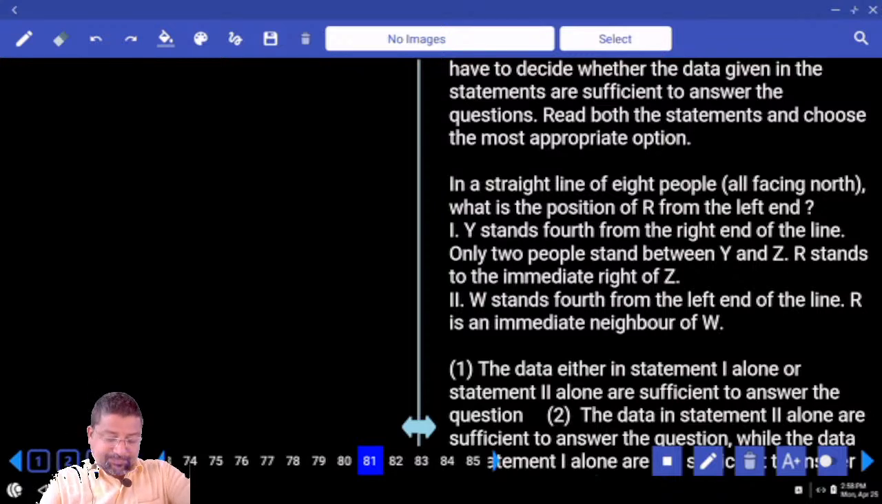What's the question? As far as data sufficiency is concerned, the question is very, very important. What is the question? Come on, please talk to me.